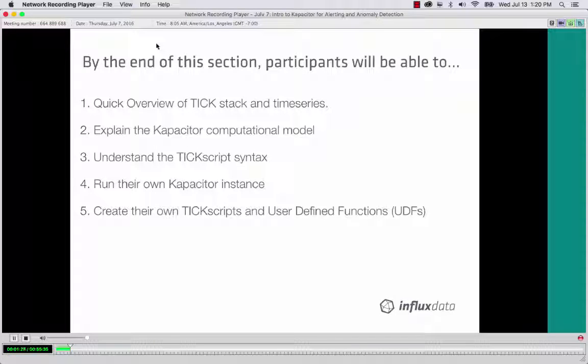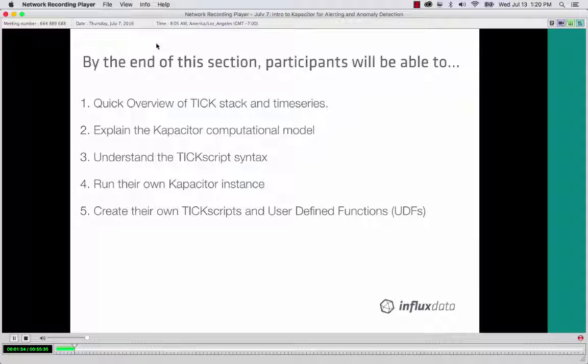Then I'm going to explain Capacitor's computational model, so how you should think about how Capacitor does things, and what you can do with Capacitor. Then we're going to hop into a little bit of the TICKscript syntax. Capacitor has its own DSL called TICKscript, and we're going to get a little into the syntax of that.